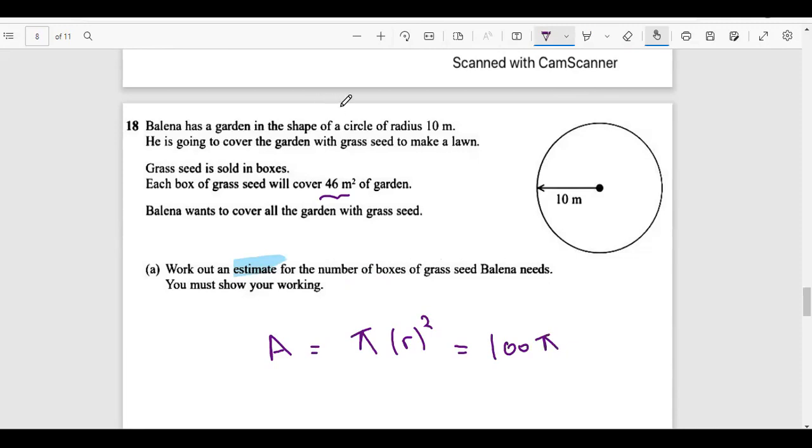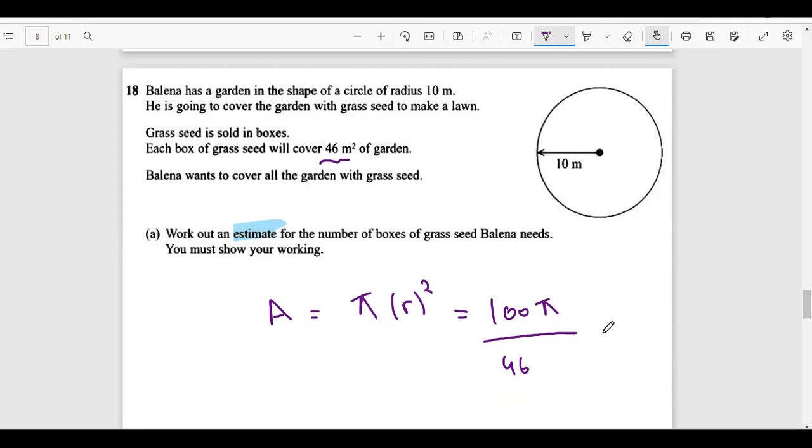Okay, so 100 pi is basically the number, and now I need to divide it by 46. So when you solve this, you are going to get 6.8 something.